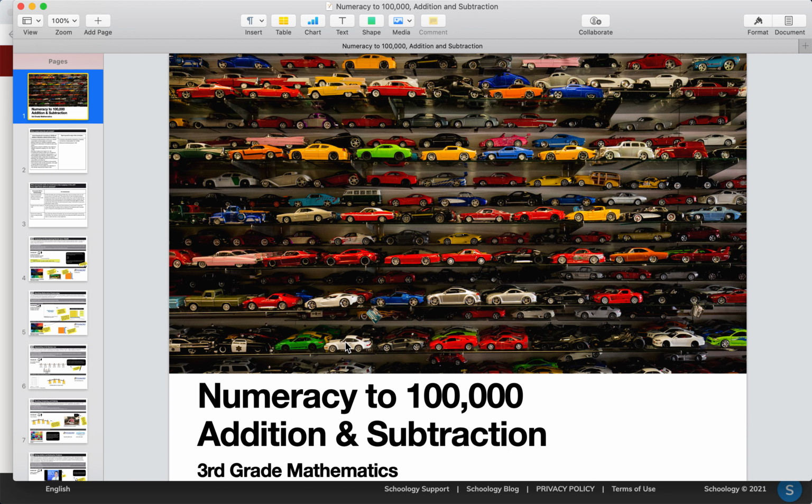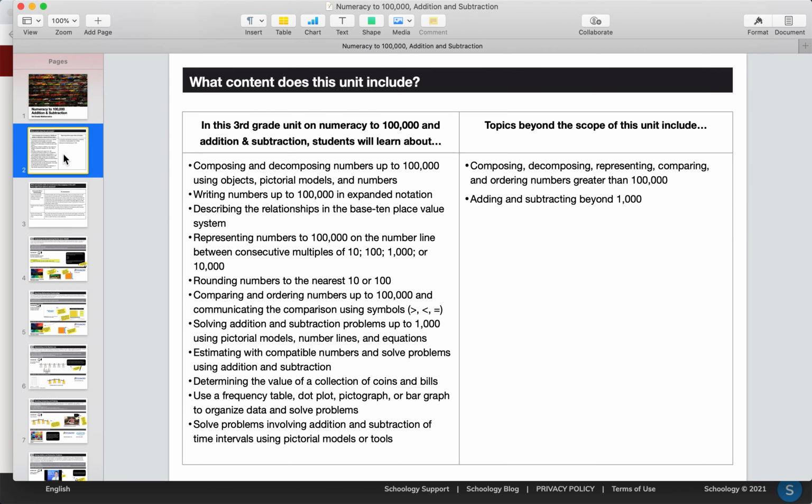So in a similar way to the Google document, this is organized for the unit Numeracy to 100,000 in addition and subtraction for third grade. The second page of this file articulates what content is included in this unit and what topics are beyond the scope. So one more time, they compose and decompose numbers, they write them, they describe them, they represent them, they round them, compare, and order. They're solving addition and subtraction problems and estimating, and learning about the collection of coins and bills, some data analysis, and some time intervals. Beyond the scope is really about numbers greater than 100,000 and adding and subtracting beyond 1,000.